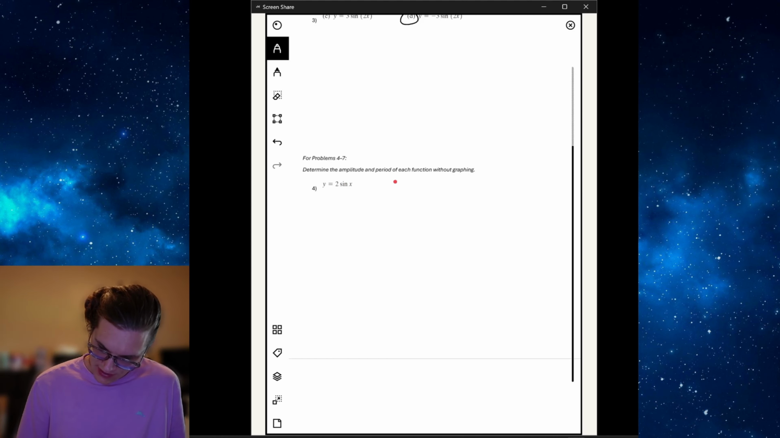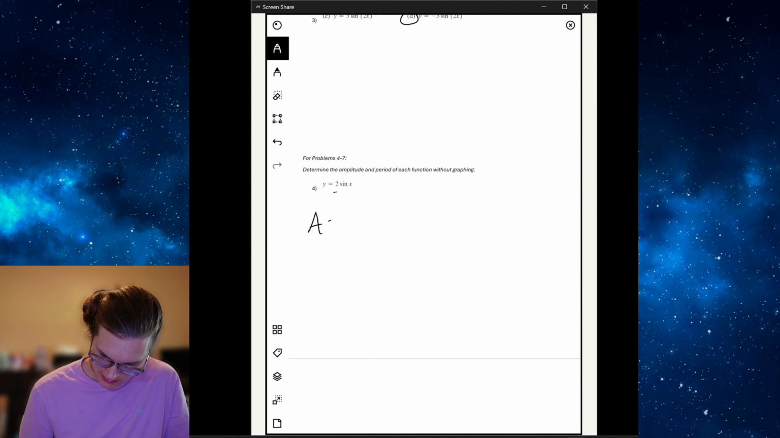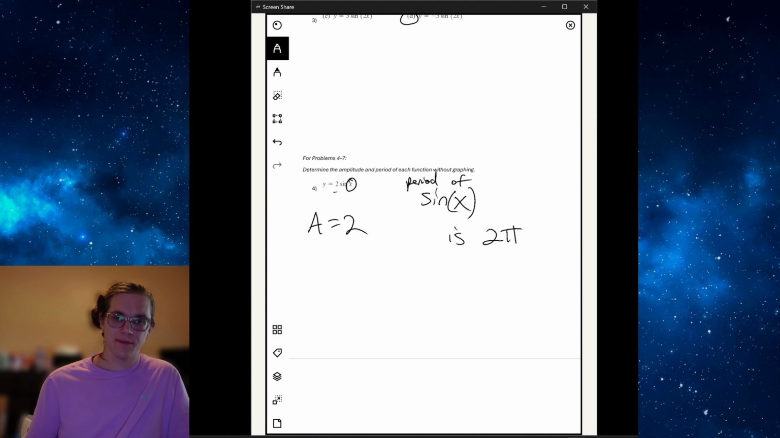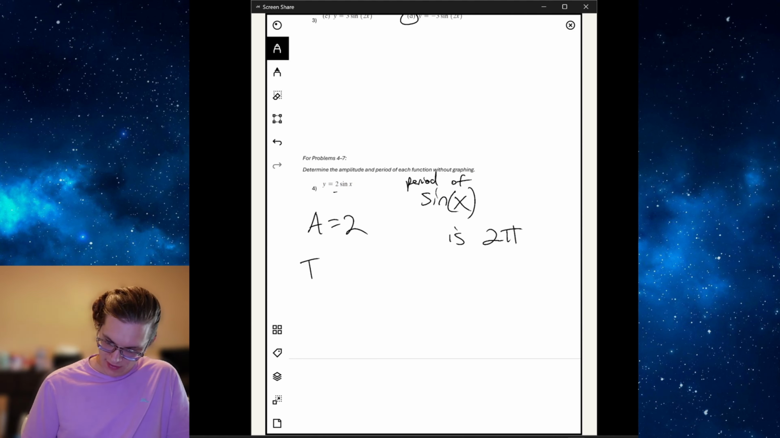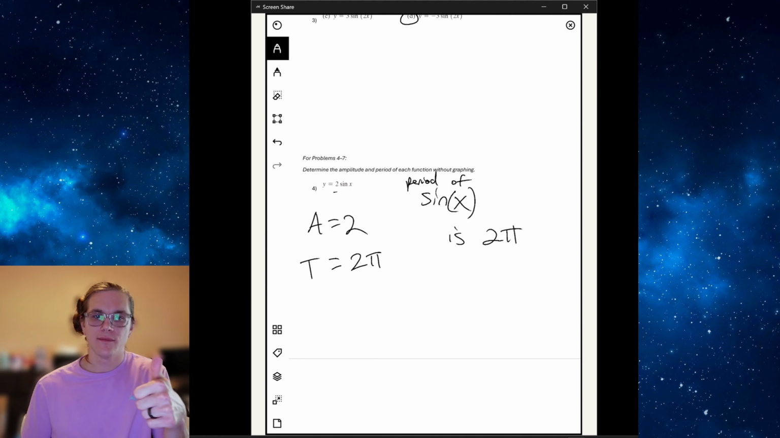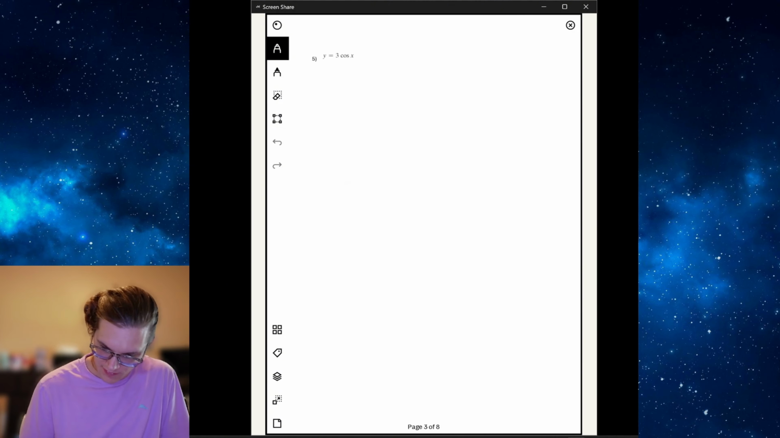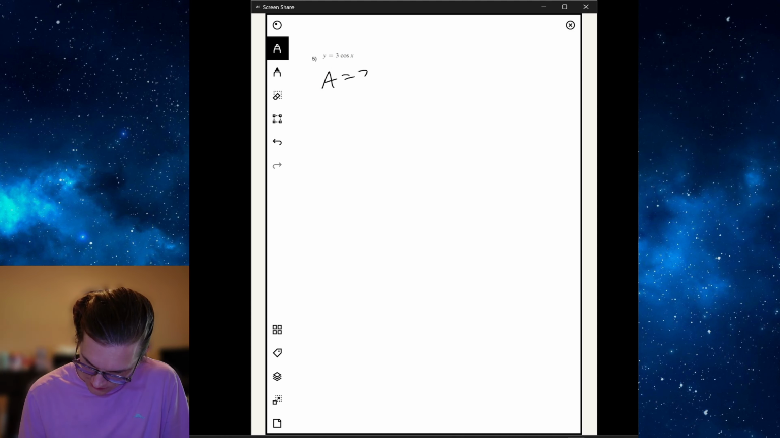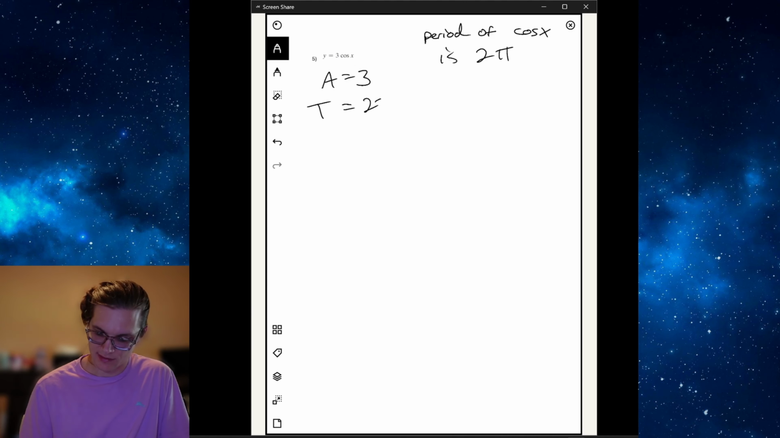Determine the amplitude and period of each function here. So my amplitude is 2. The period of sine is 2 pi. The period is not manipulated in any way. So period is 2 pi. Good? Let's try another one that maybe is going to be less simple. It's not. So amplitude is 3. Period is 2 pi because it doesn't change.